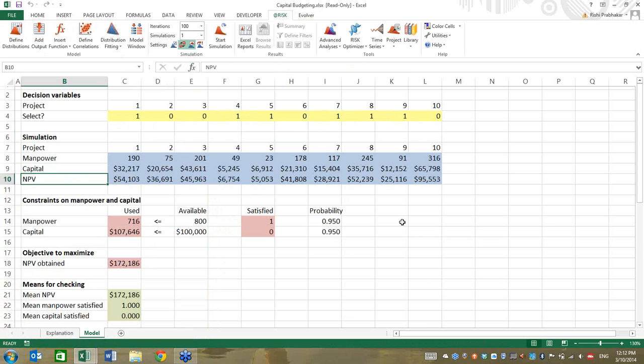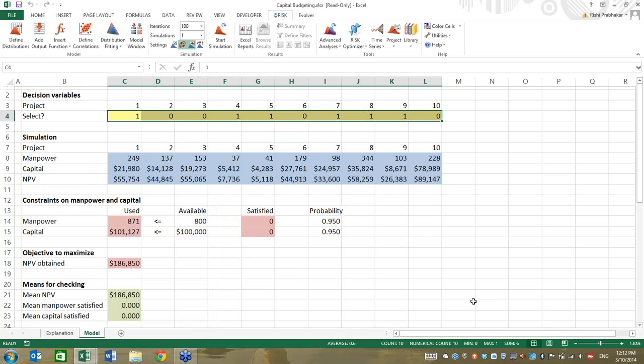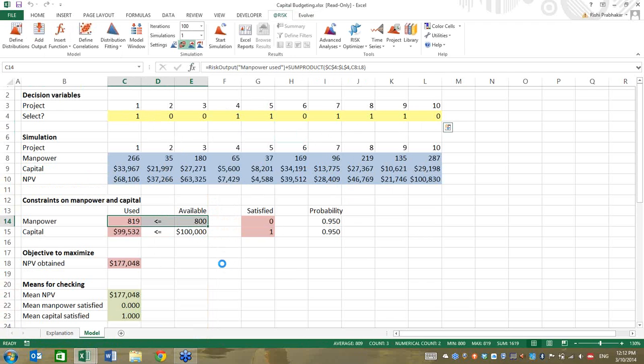So for different possible values of the manpower required, capital required, and NPV generated, sometimes my NPV is very good, but also potentially my constraints will be violated. But for the same decision, sometimes only one constraint will be violated. See if I can get one where neither are violated. It's okay. Eventually there'll be one, but I keep clicking and I'm not getting to it.